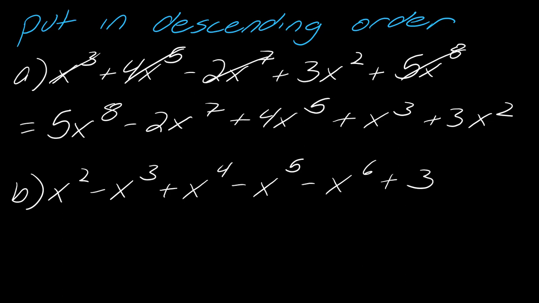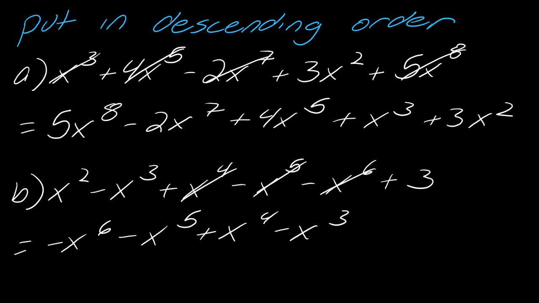So maybe you just want to pause real quick and give B a try. If I'm going through this one, I have negative x to the 6th minus x to the 5th plus x to the 4th minus x to the 3rd plus x squared. And then this plus 3 is a freestanding number, so that'll come last. So we just want to keep that in mind as we work with polynomials.